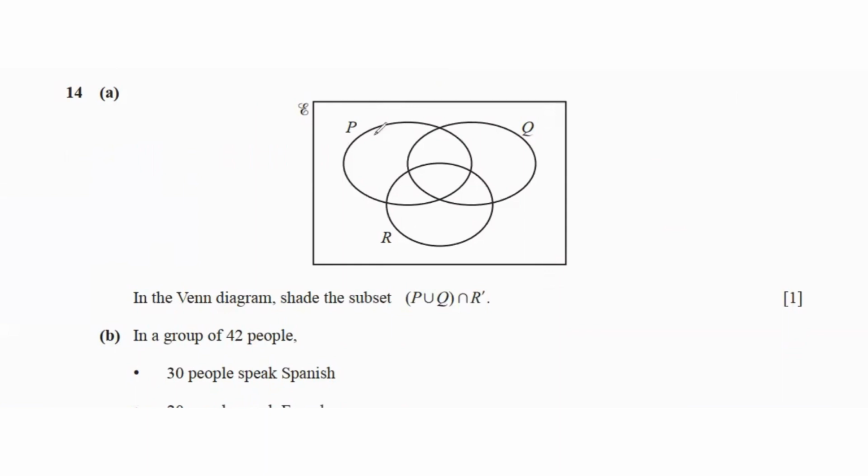So P union Q is everything that's in P and Q. But intersection R complement means we cannot include R, which means it will only include this part, not R.